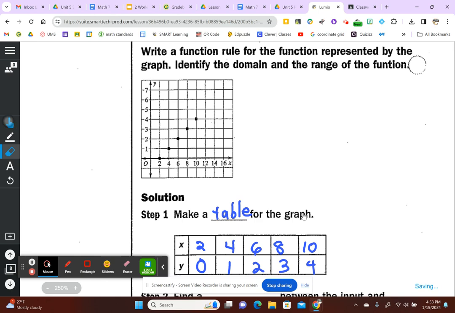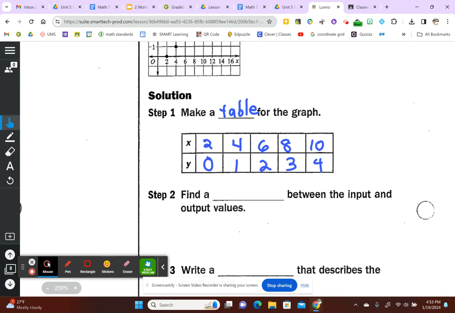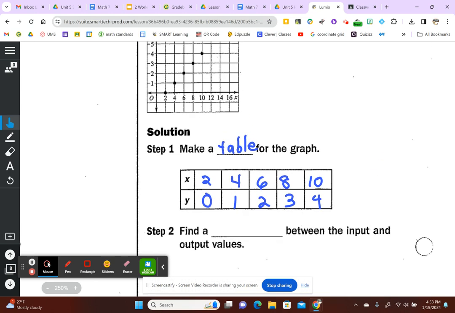So now I'm going to come up with a rule for my table. Okay. So to come up with this rule, I'm going to say I'm going up by 1, up by 1, up by 1. This is going up by 2, up by 2, up by 2. And so my rule might be y equals 1/2 x, and then I have to subtract 1.